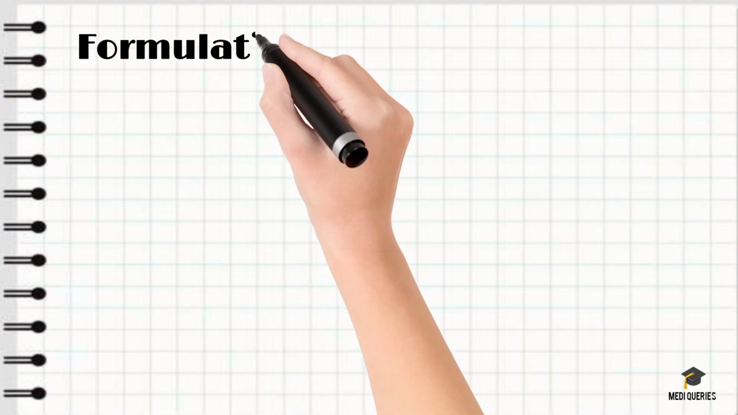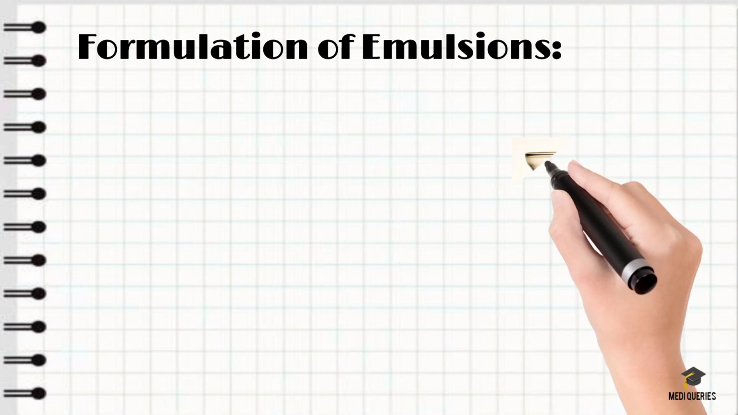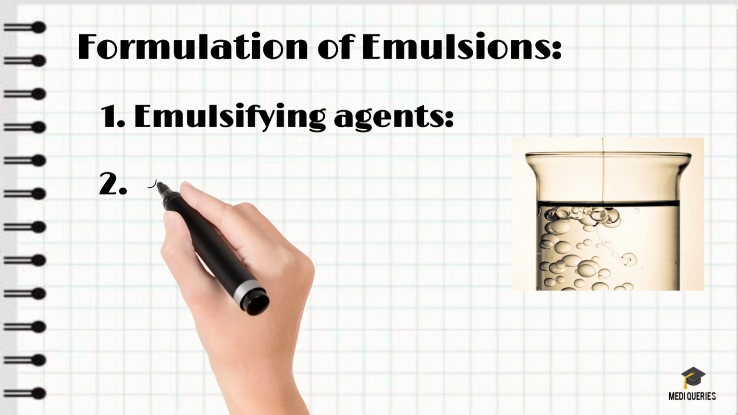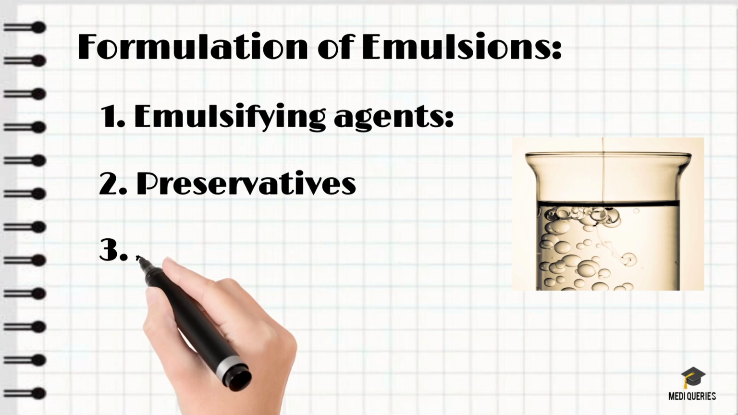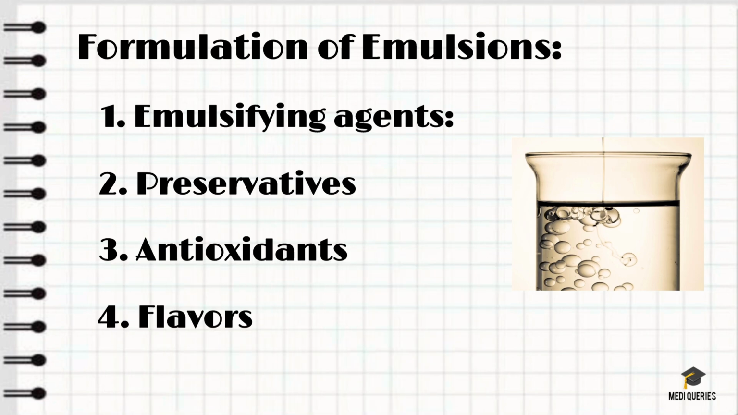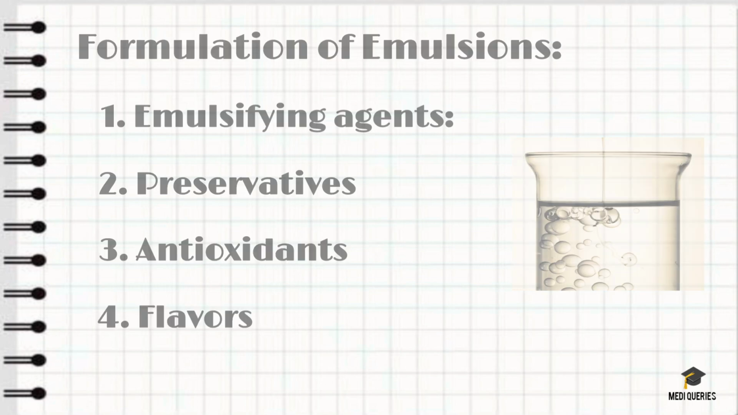The next one is the formulation of emulsions. The key ingredients used in the formulation of emulsions are the emulsifying agents, obviously, and some preservatives, antioxidants, and flavors are needed to incorporate in the formulation of emulsions. We will see them one by one clearly. First, start with the emulsifying agent.